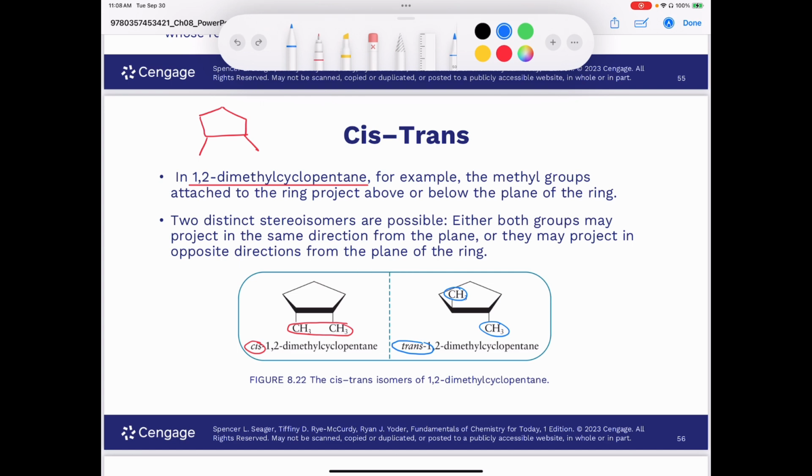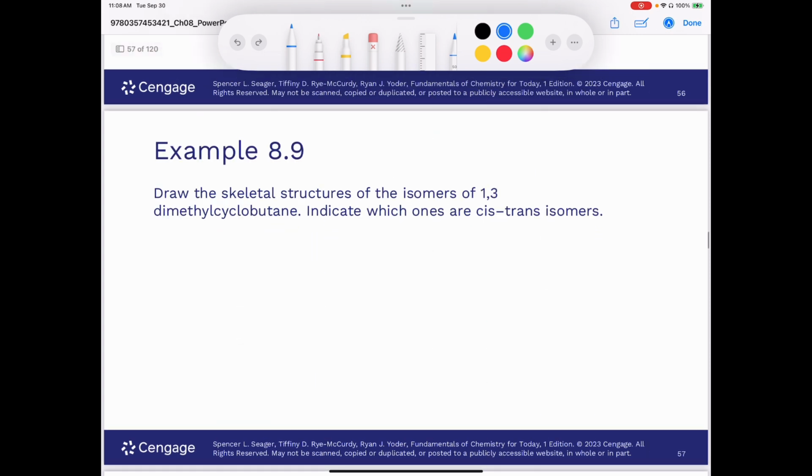They're going to have different melting points, different boiling points, different densities, and all that kind of thing. So we get these two distinct stereoisomers, and you have to be able to identify cis when the two groups are on the same side of the molecule, or trans when they're on opposite sides of the molecule. So it says here, draw the skeletal structures of the isomers of 1,3-dimethylcyclobutane. Indicate which ones are cis-trans isomers.